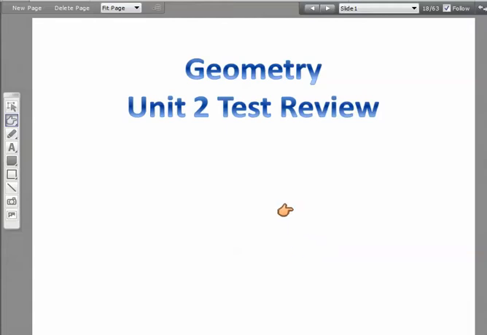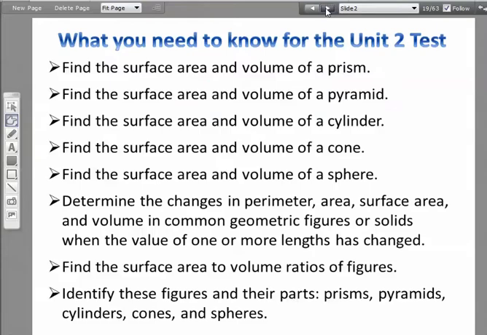All right, it's time to do our test review for Unit 2. Look at all that you learned in Unit 2. You found the surface area and volume of a prism, the surface area and volume of a pyramid, surface area and volume of a cylinder, surface area and volume of a cone, surface area and volume of a sphere.